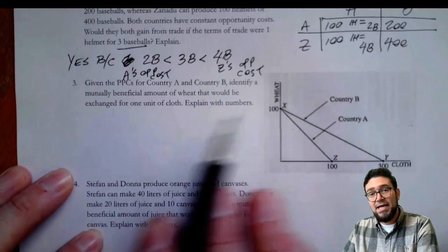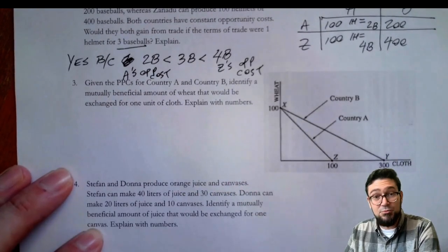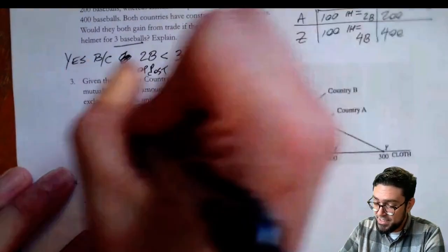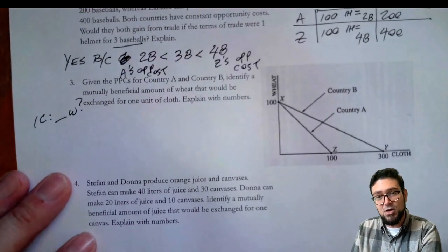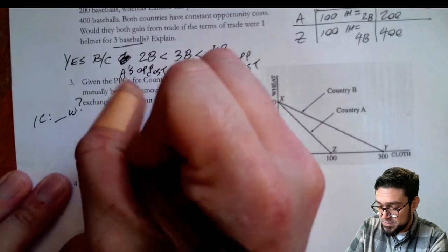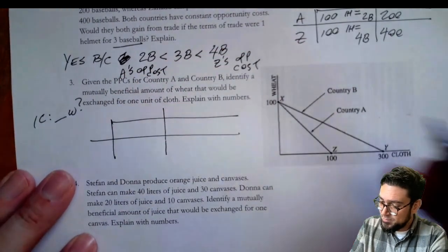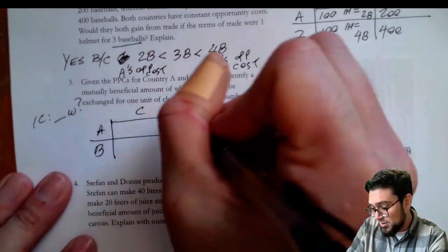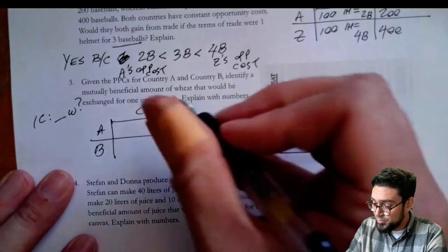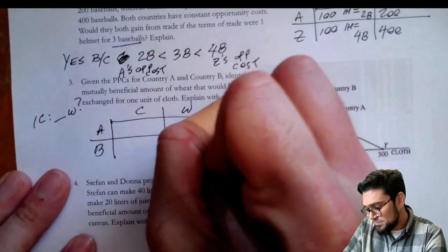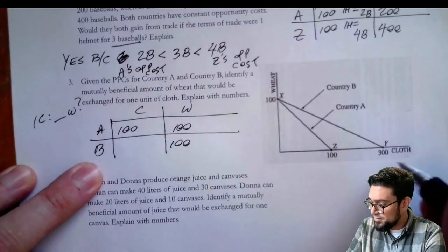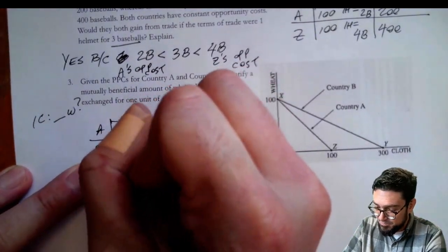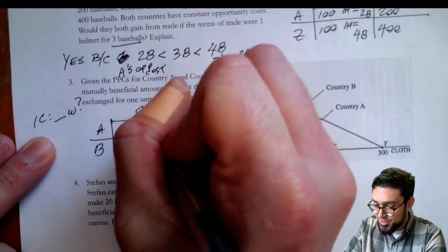Given the PPCs for A and B, identify a mutually beneficial amount of wheat that would be exchanged for 1 unit of cloth. So again, I'm looking for 1 cloth for how much wheat. I'm just rewriting that question off to the side for myself. So let's say here we have A and B, cloth and wheat, and we know they can both make 100 wheat, and that country A can make 100 cloth and country B can make 300 cloth. And it is saying one cloth, so I'm going to play in that column.